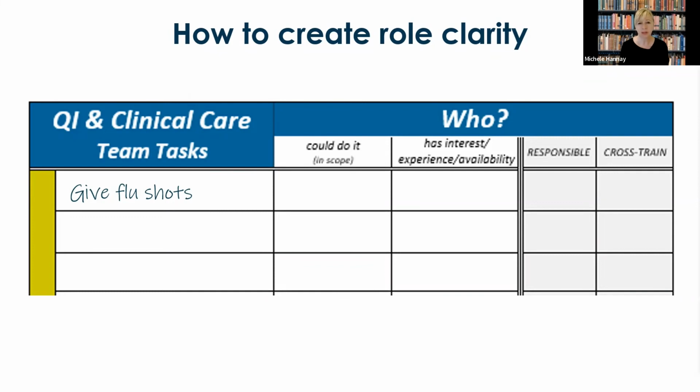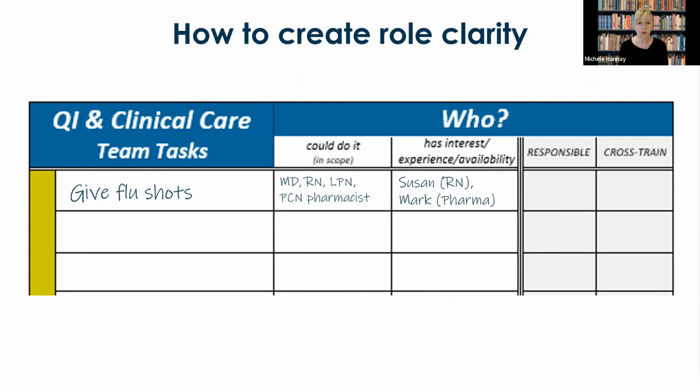And then underneath it, you list out all of the associated tasks in that process. And then you start to fill it out across. So if we use the example of giving flu shots, in the first column next to it, you see who could do it, meaning who is it in scope for. So in this case, the doctor, the RN, the LPN, and the PCN pharmacist have all had training, and it is within their scope to give shots.